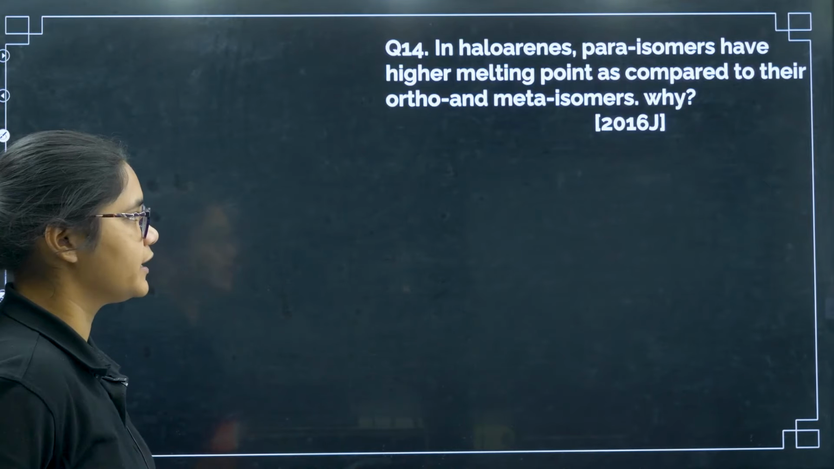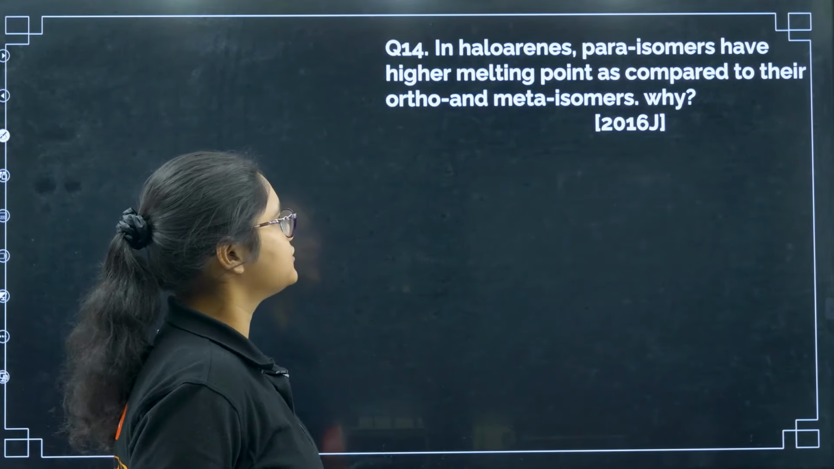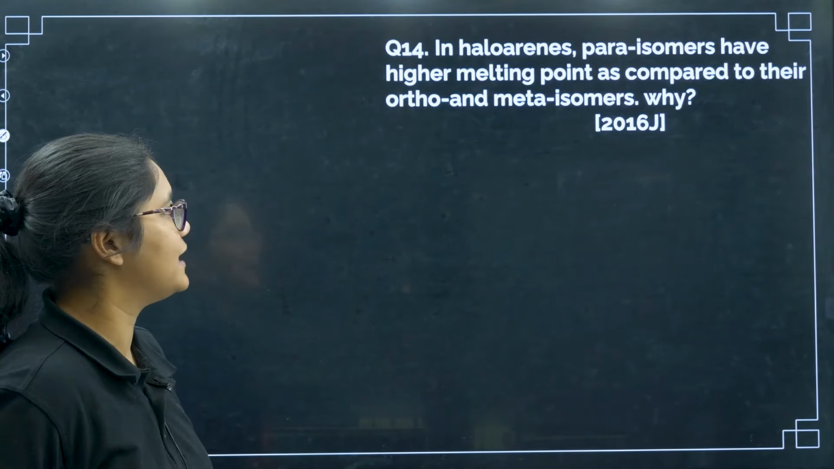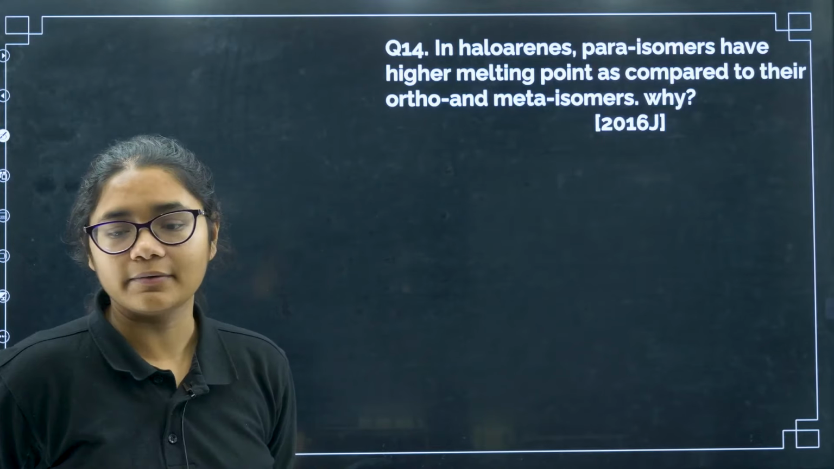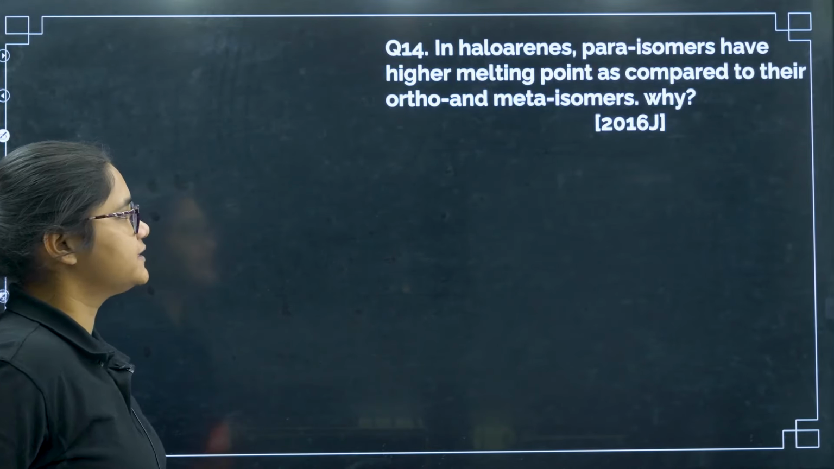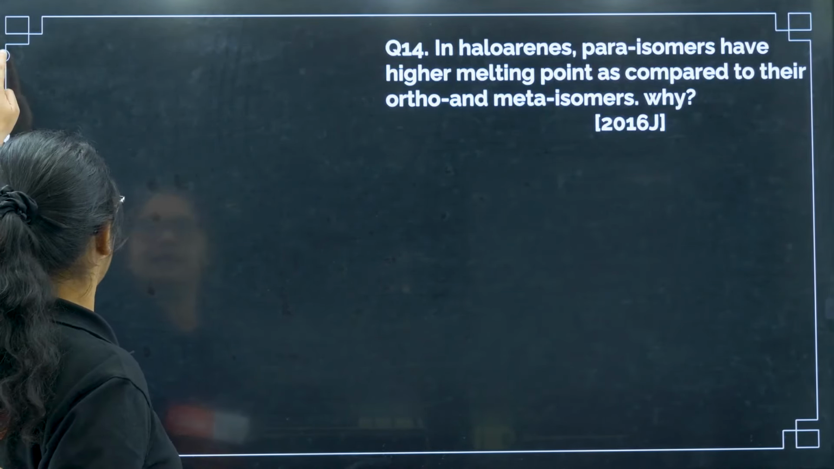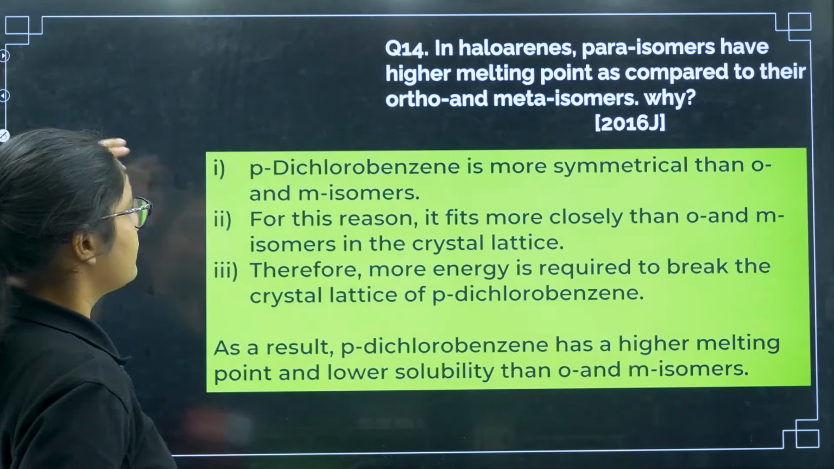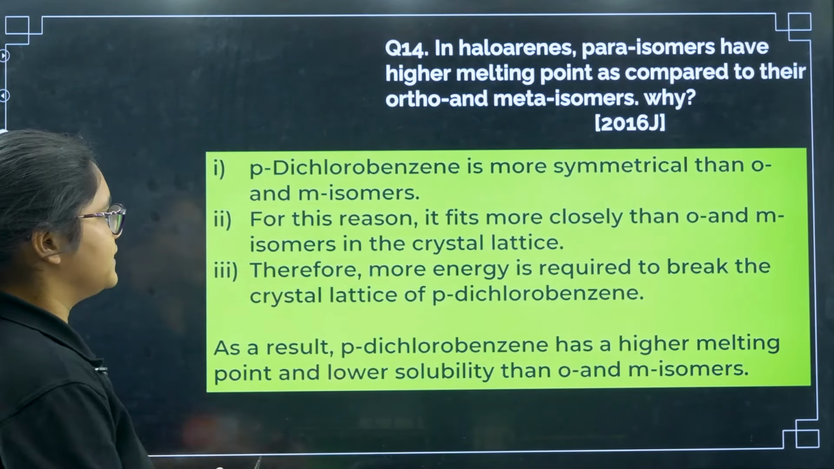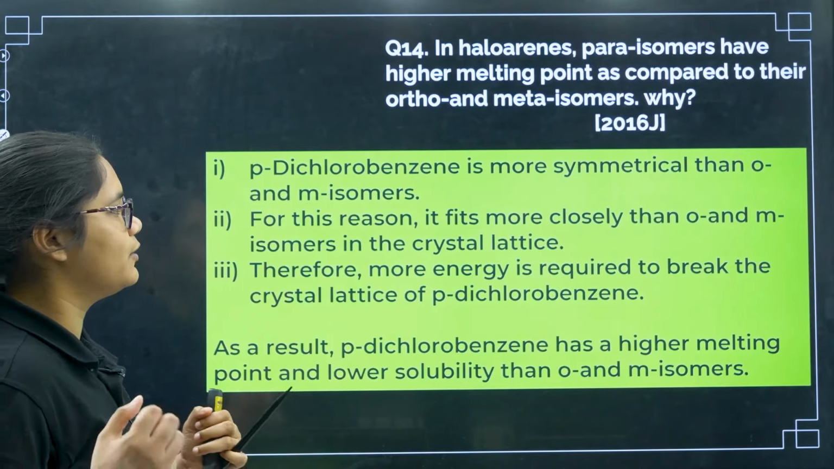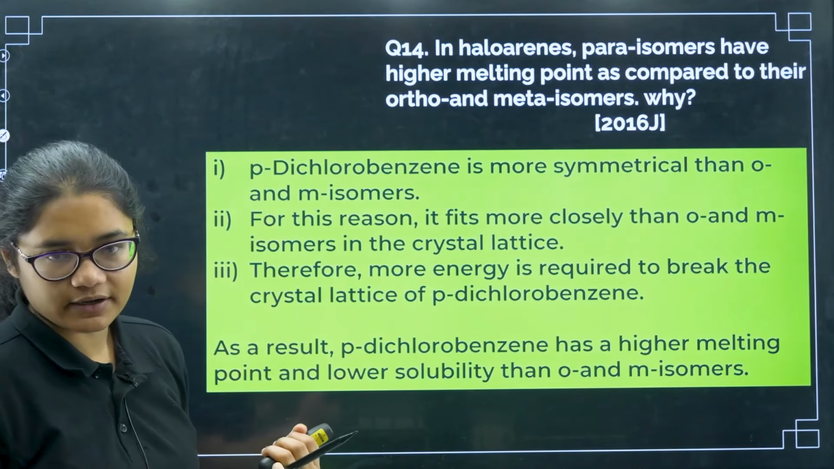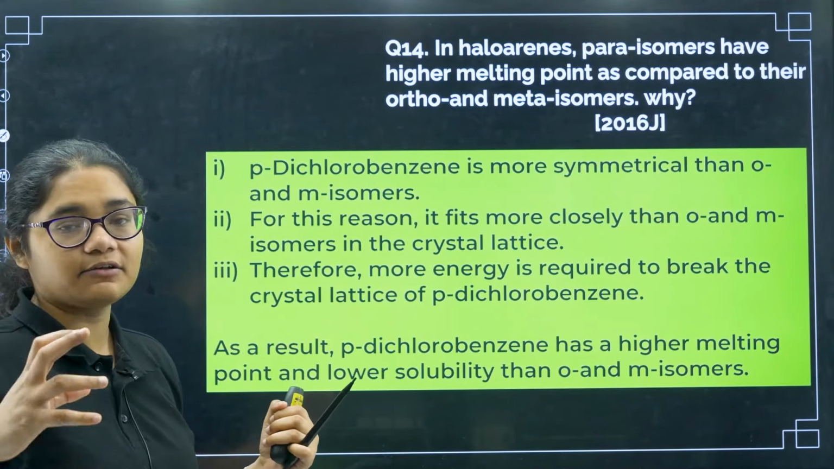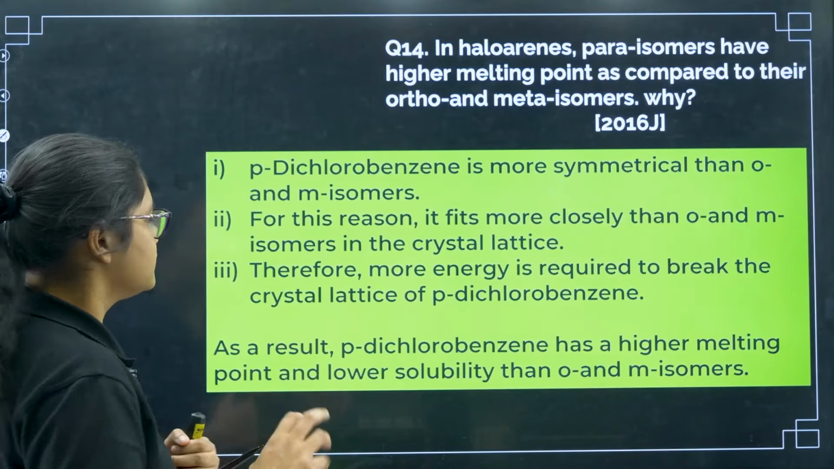Next is question number 14. In haloarenes, para isomers have a higher melting point as compared to their ortho and meta isomers. Why? This is there in your NCERT questions as well as previous year questions. So what happens? The para dichlorobenzene, or any para haloarene, is more symmetrical. If they are more symmetrical, they will fit better into the lattice.